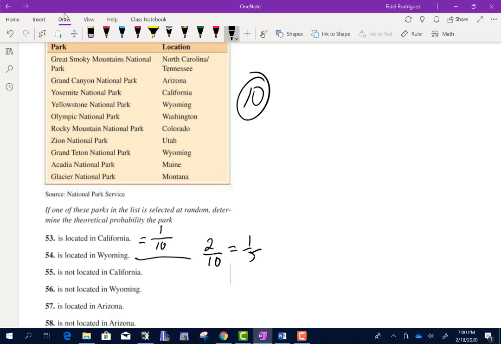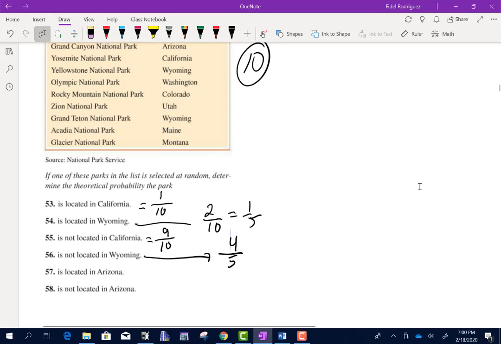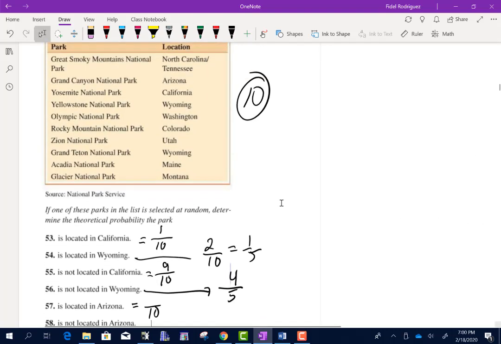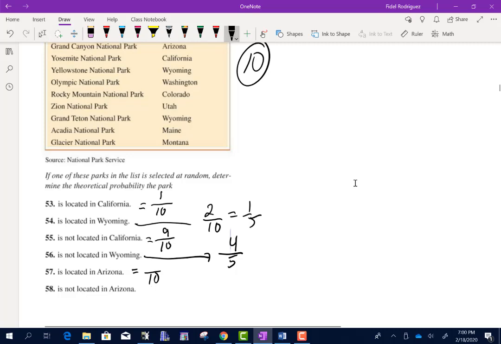Okay. What's the probability that it's not in California? Well, if it's 1 out of the 10, then this would be 9 out of the 10, right? And same thing, if it's not in Wyoming, well, if 1 out of the 5 is located in Wyoming, then 4 out of the 5 would not be in Wyoming, right? And in Arizona, out of the 10, is it just 1? Yeah, just 1 is located in Arizona. So then that it's not in Arizona would be 9 out of the 10, okay?